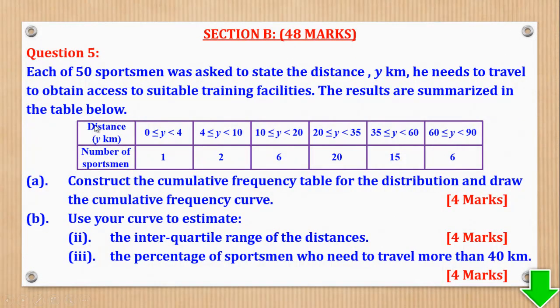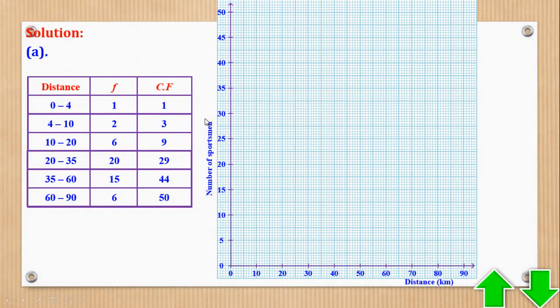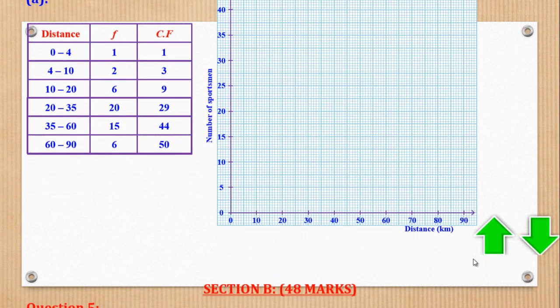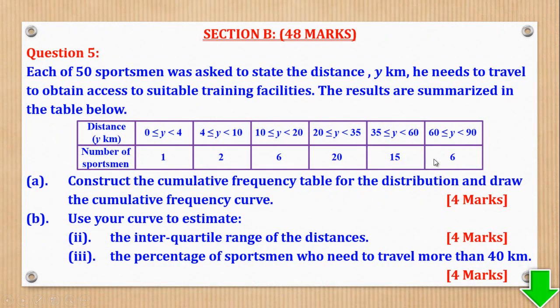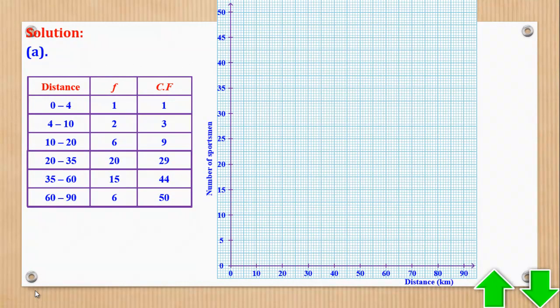Here it was about distance and number of sportsmen. That is why we are using those two. Distance and number of sportsmen. But again, it shouldn't confuse you. You shouldn't think that you are going to plot these ones. In plotting, you are going to plot cumulative frequency. So when you're plotting, we need these two values, this and this. Those are the ones we shall plot.